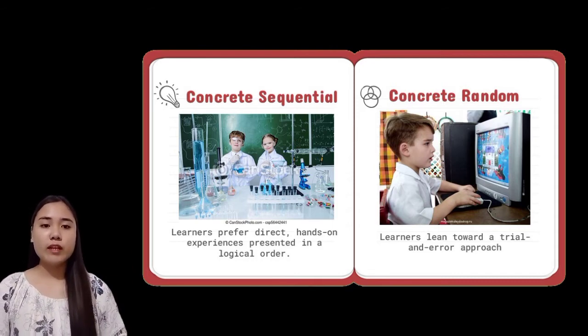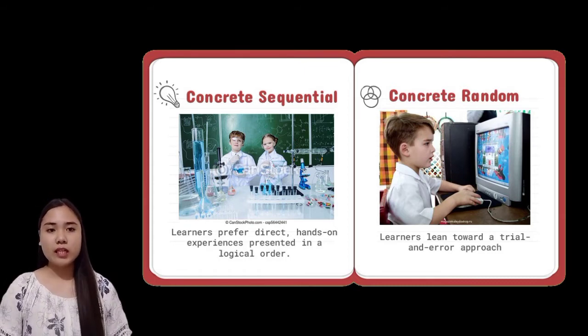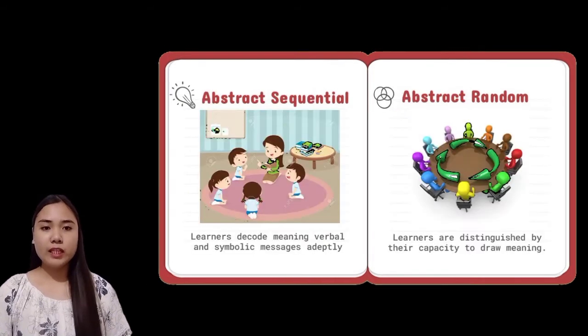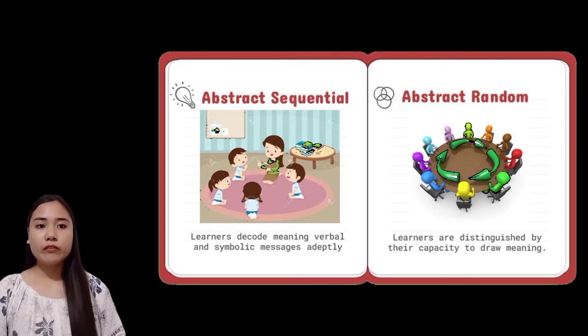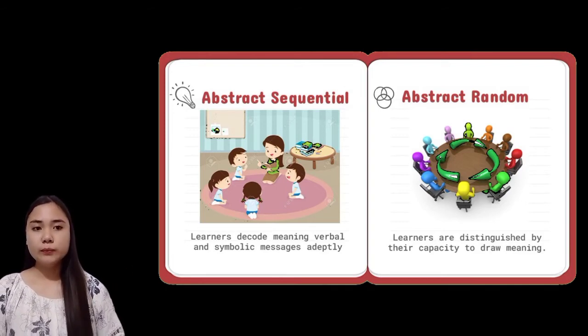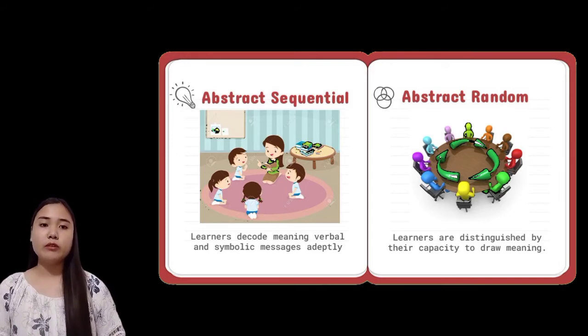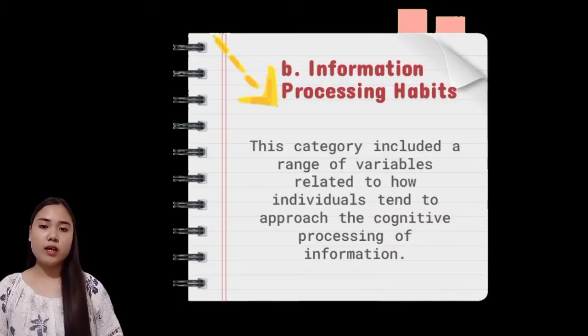Next, the concrete random learners lean toward a trial and error approach. Examples are the games, simulations, independent study approach, and discovery learning. Next will be abstract sequential learners, who decode meaning from verbal and symbolic messages at play. Examples are the reading, comprehension, listening to presentation. And abstract random learners are distinguished by their capacity to draw meaning. Examples are the group discussion, lecture with question and answer portion, videotapes, or television.